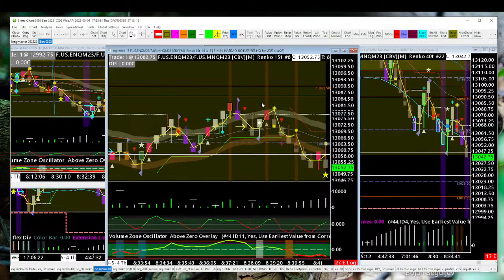Well, one way to solve that we've come up with is to always give precedence to higher time frames. And this is just a general rule of trading that I learned when I was a swing trader, but it also applies to day trading.